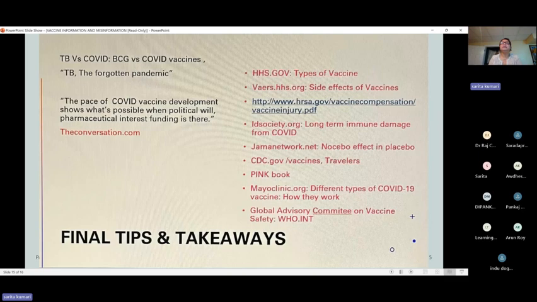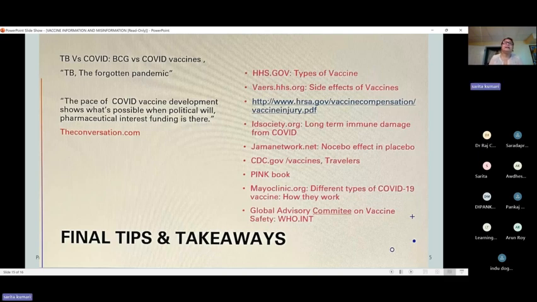I didn't go too much into the detail. This was just a tiny overview about vaccines. A little bit, maybe you will know a little bit more, I hope. The right side is conversation.com, a site I sometimes visit, and they put something very nice which stuck with me: the pace of COVID vaccine development shows it is possible when political will and pharmaceutical interest funding is there. How fast the COVID vaccine was produced was unimaginable.